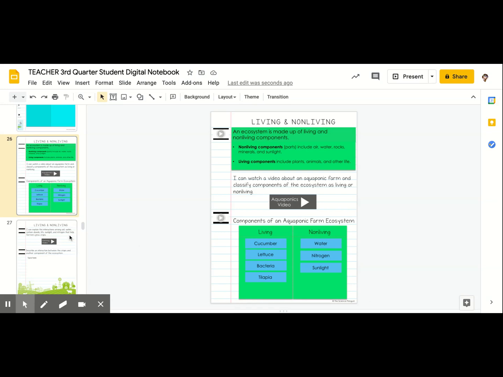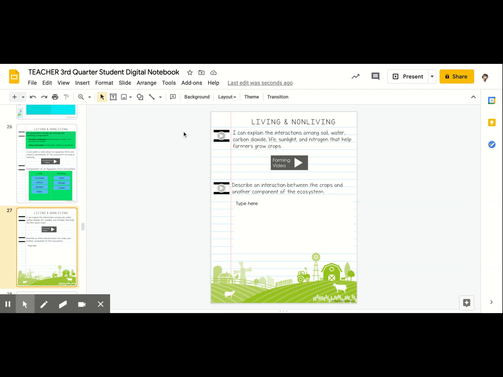Let's look at slide 27. Slide 27, we are going to watch another video about a farm, and we are going to be able to explain the interactions between soil, water, carbon dioxide, life, sunlight, and nitrogen that can help farmers grow crops.